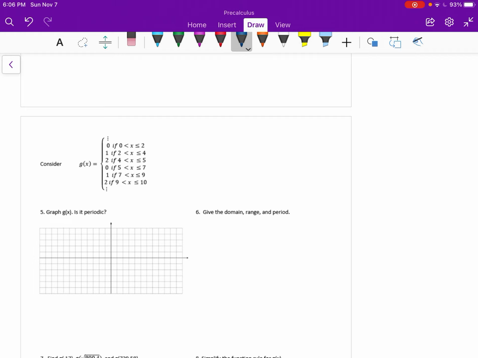All right, moving on to another one. We're going to graph it and then see if it's periodic. We're going to give the domain and range and period. The fact that it's asking us for the period makes me think it is going to be periodic.